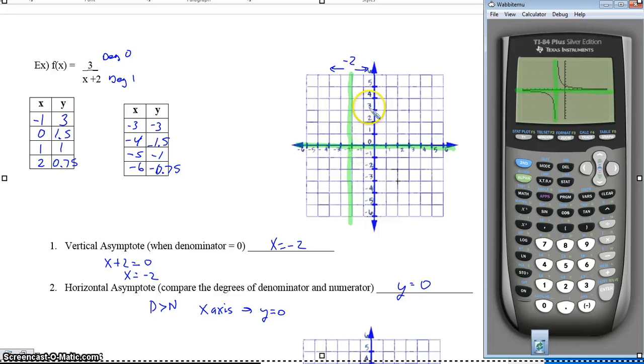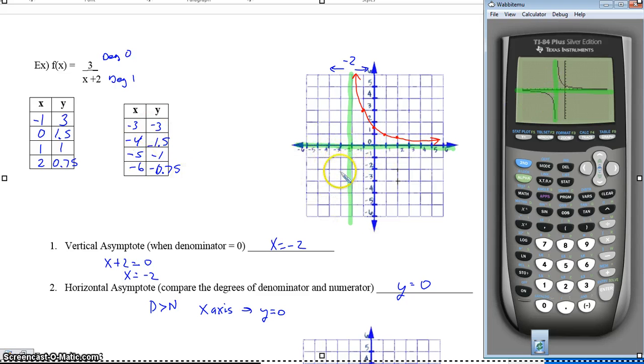So let's take some time to actually plot those points. Negative 1, 3 would be way up here. 0, 1.5, 1, 1, 2, 0.75. You'll notice I'm getting that first branch, and when I draw this, I want to make it a smooth curve that approaches the asymptotes but does not cross. My other branch should be down here, as I can see from the calculator.